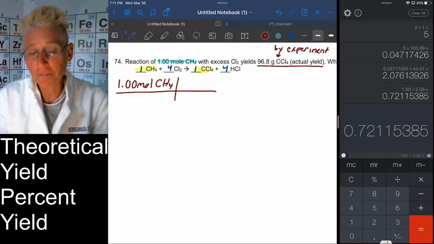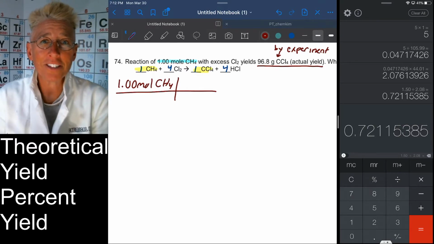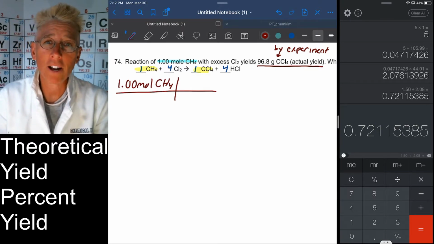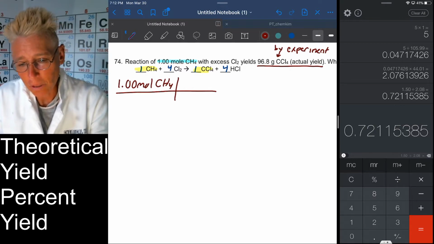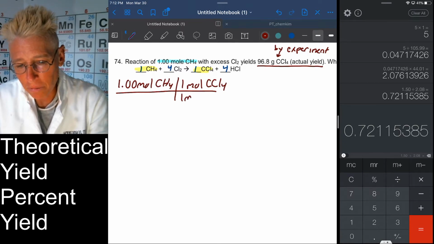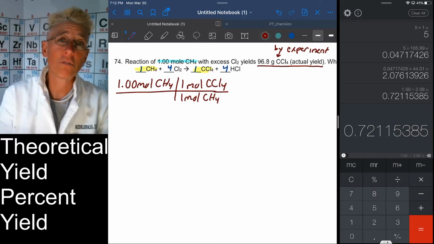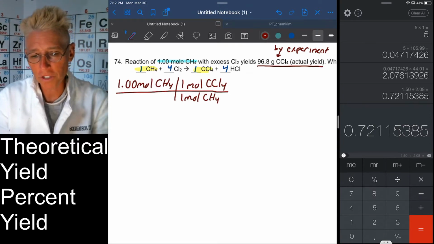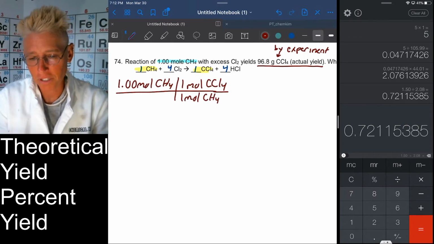The reason I knew CCl4 is because that's the actual yield value that I have to compare to. So I need a gram quantity of the CCl4. So I'm going to do that bridge step, which, just like in the previous question, not that this always happens, but in the previous example I just did, I have another 1-to-1 ratio. And again, that's just from that balanced equation. 1 mole CH4 to 1 mole CCl4.